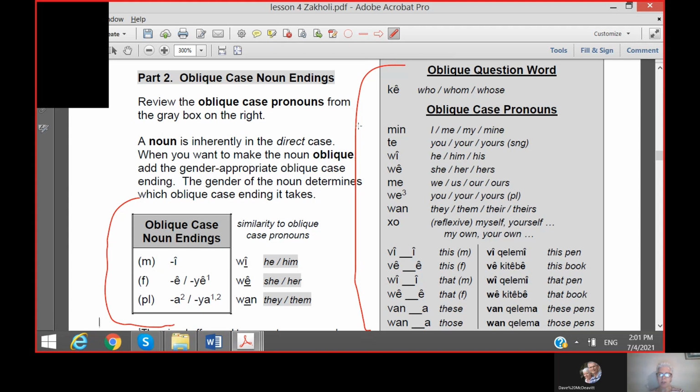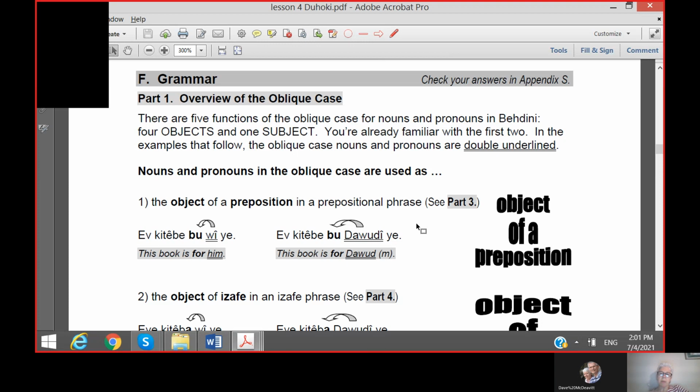What you've learned for pronouns before is us, to, ow, heen or hoon, ow. But in the oblique case, these are min, ta, we, we, ma, wa or hawa in the dehookie, wan, and then the reflexive. So we'll take this one step at a time, in small steps, so that you can understand the 5 functions of the oblique case for nouns and pronouns.